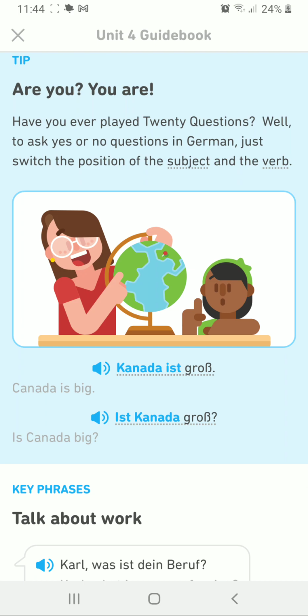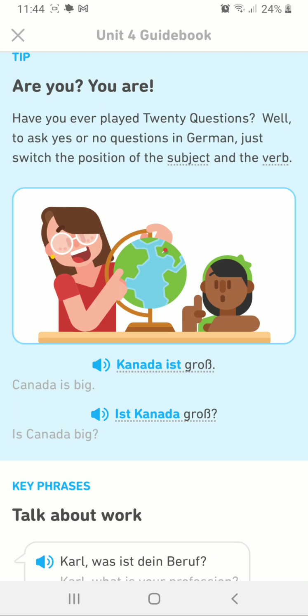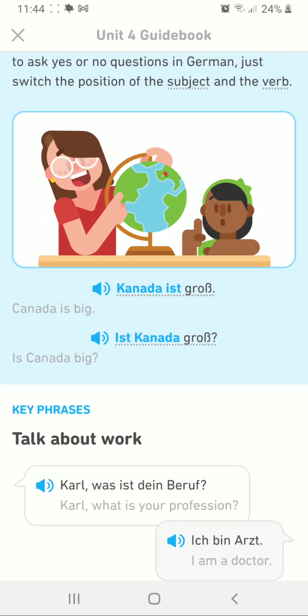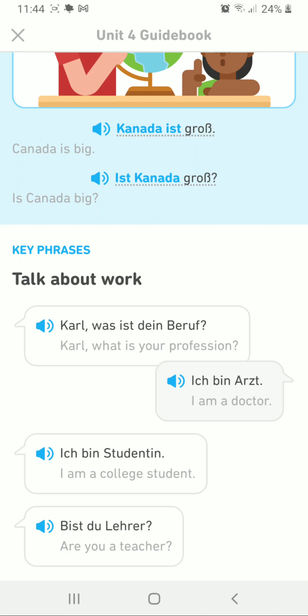Well, to ask yes or no questions in German, just switch the position of the subject and the verb. And we have an example given here. So Canada is big. Kanada ist groß. This is a statement. And Ist Kanada groß? Now the verb comes before the noun. And this is a question. Is Canada big? We know how to say groß, which is big.